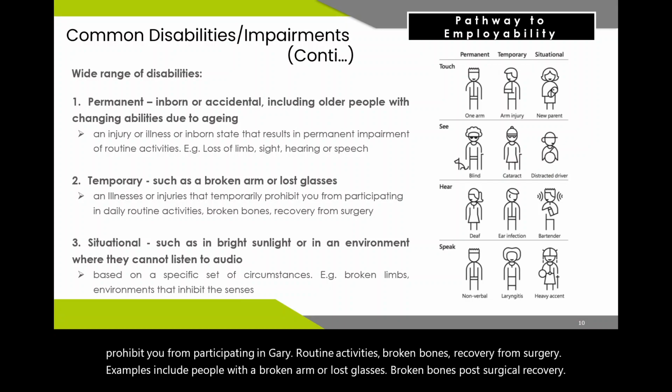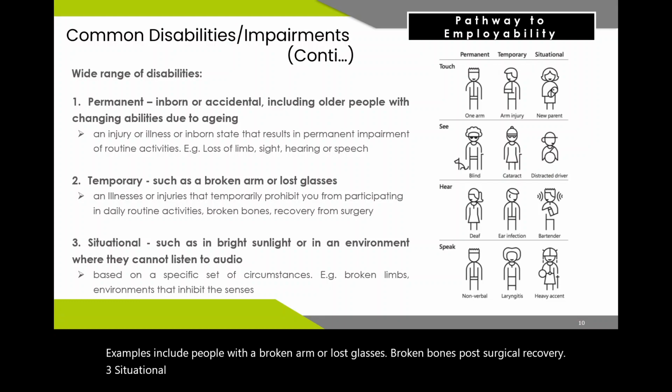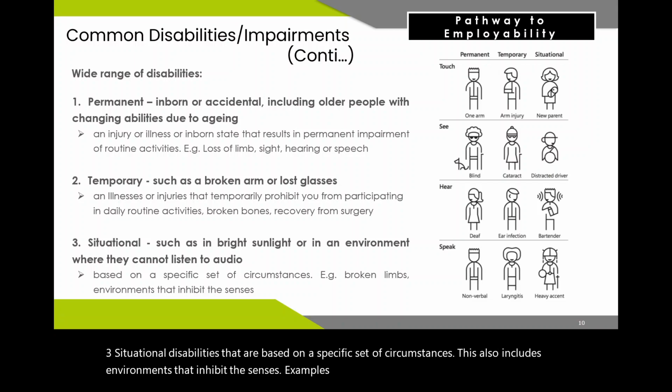3. Situational disabilities that are based on a specific set of circumstances. This also includes environments that inhibit the senses. Examples include people in bright sunlight or in an environment where they may have an allergic or sensitivity reaction.